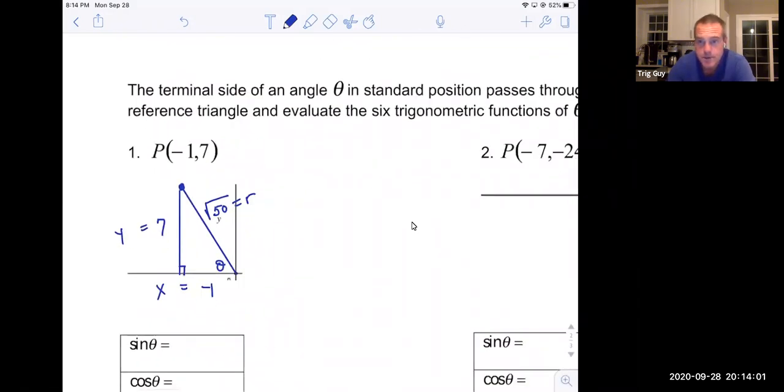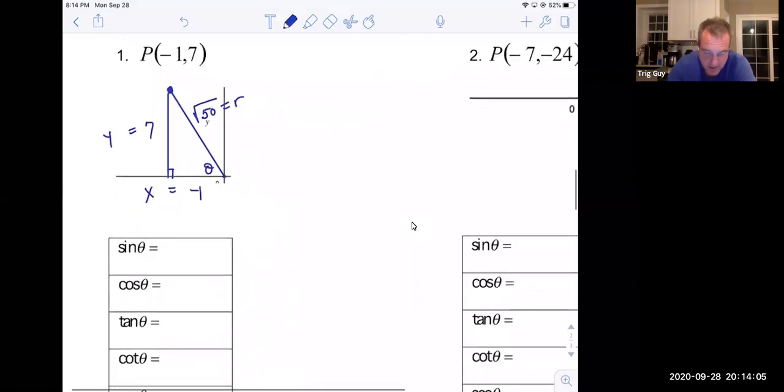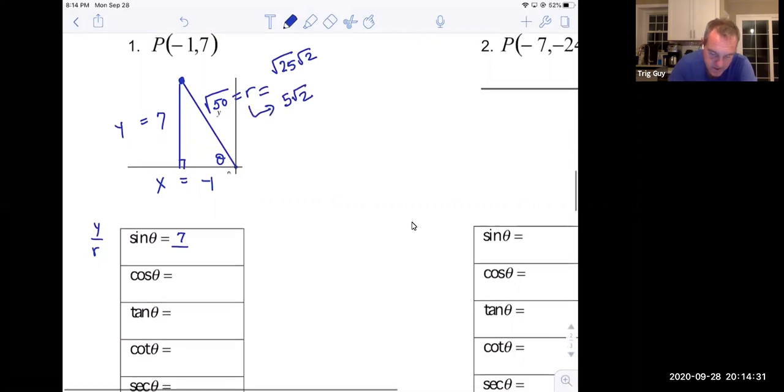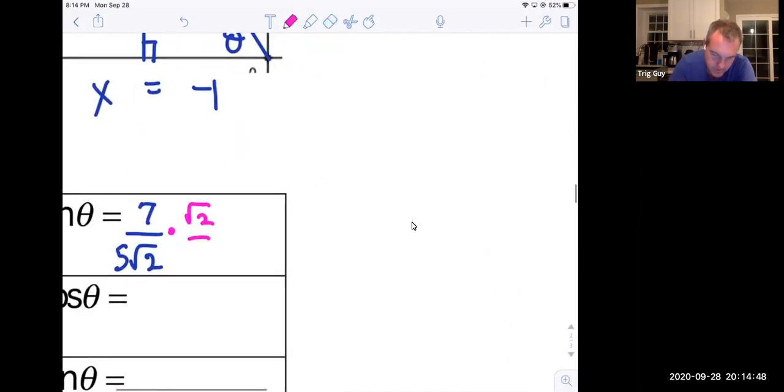And then I can get all 6 trig functions. All I need is a right triangle, and I can get all 6, right? Sine is y over r. So what is that? 7 over root 50. Now, by the way, root 50, I should probably break up, shouldn't I? Because that's root 25 root 2. So that's equal to 5 root 2. That's my radius. So it's 7 over 5 root 2. Now here's the deal. We can't leave a square root in the bottom, so we're going to multiply by root 2 over root 2. So what do I get? I get 7 root 2 over 5 times root 2 times root 2. That's 5 times 2, that's 10. There you go.